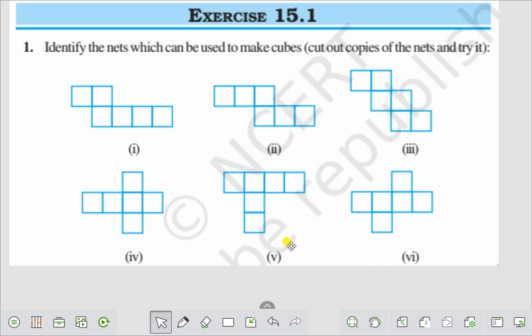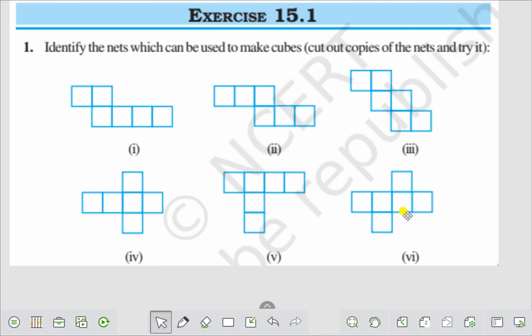Now 5, can you make a net with 5? Let us find. This one will be folded, this one will be folded, this one will be folded. No, we cannot make cubes out of this net, right?